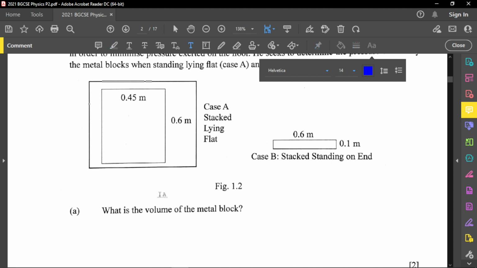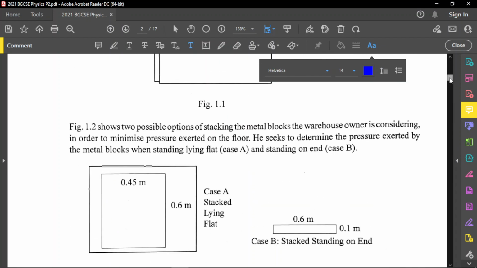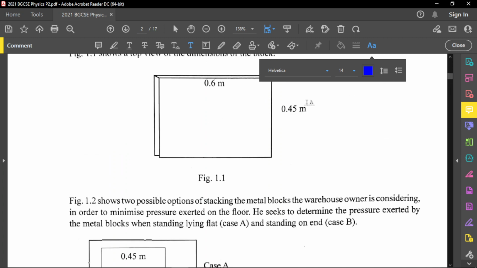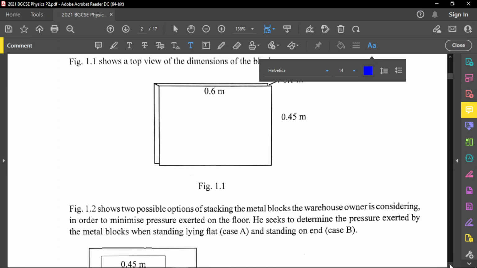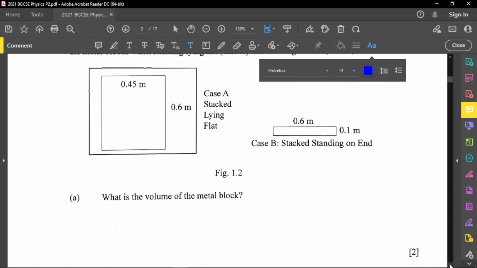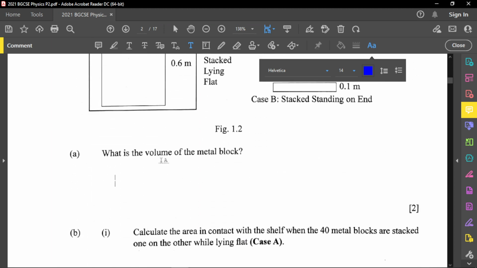The volume of the metal blocks will be the three dimensions. Let's go back up here to see if we get all of them. The metal block has dimensions 0.6, 0.45, and then we also have 0.1. That's the dimension of the block, so let's quickly calculate that. What is the volume of the metal block?